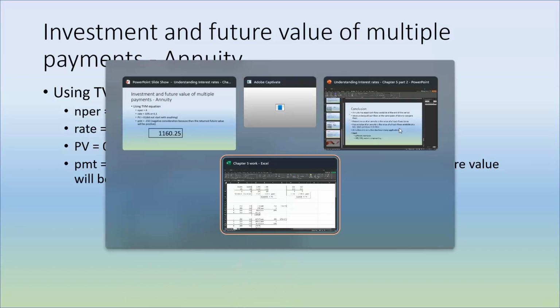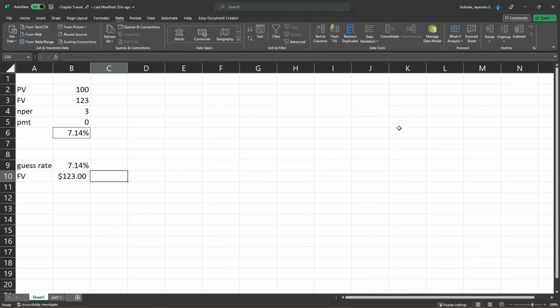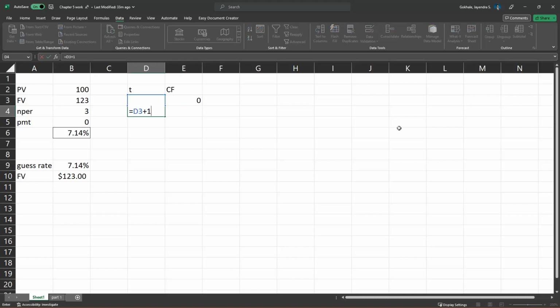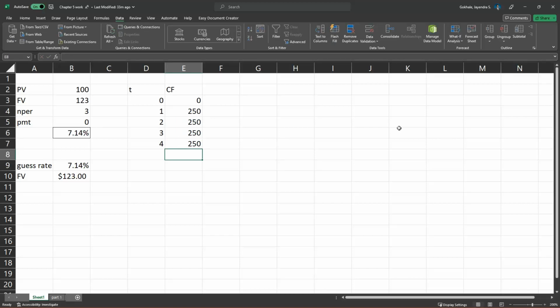So let's see that in Excel. Again, we're working on this sheet here. So we're going to lay this out, T and cash flow. At T equals 0, there's no cash flow. And then we just create a 1, control D2, control D3, control D4, 250. Now, when we lay out these cash flows, there is no need to put a negative sign because this is just our formula.